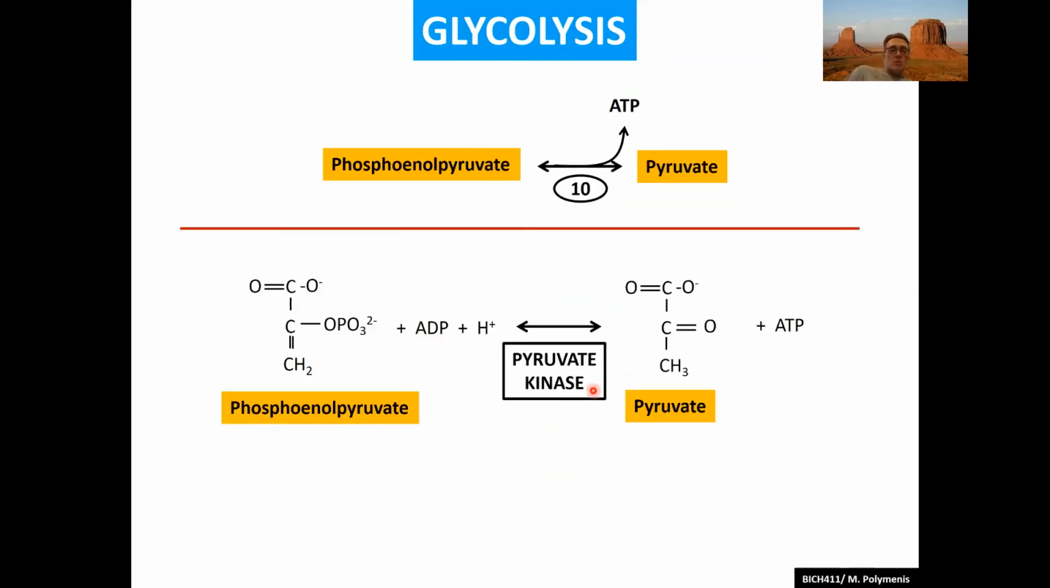So here, which is pyruvate kinase, and again, this is a high energy phosphate now, phosphoenol pyruvate. It will be picked up by ADP to make ATP, and of course you end up with pyruvate.